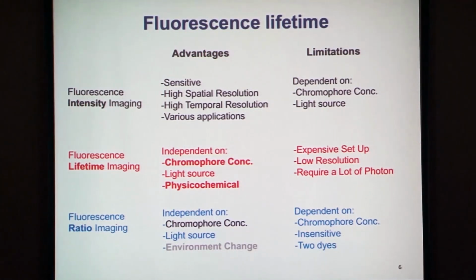Here I'd like to summarize some of the advantages and limitations of FLIM. Usual fluorescence imaging is fluorescence intensity imaging, which of course has advantages such as high sensitivity and high spatial resolution. And when you use very fast scanning or a high-speed camera, we can achieve high temporal resolution. The limitation is that fluorescence intensity depends on the chromophore concentration and light source strength. So when you want very quantitative data, you have to normalize the intensity or use the ratio.